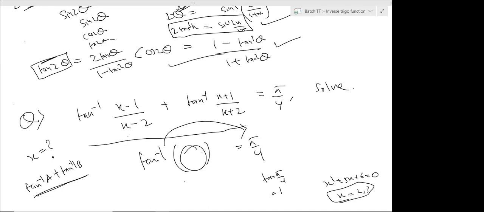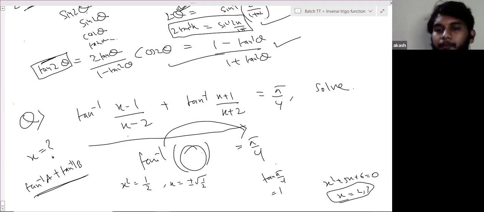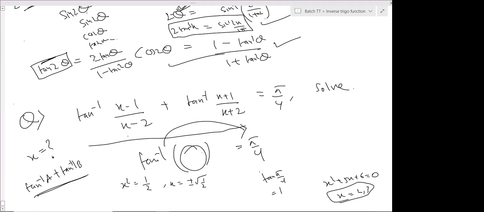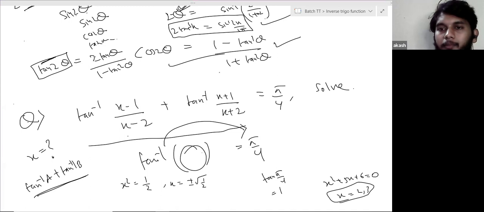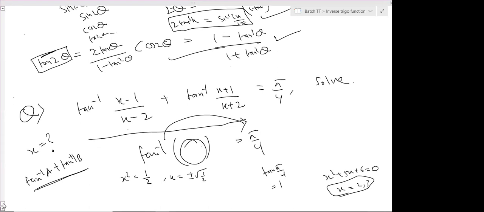No, sir. What is the answer you got? Root 1/2. Right. Plus minus, I think x square equals to half you must have got. X will be plus minus 1 by root 2, right? Yes, sir. All right. Aman? Yes, sir, I got the same answer. All right. So no need for me to solve this. Let's see the next question.